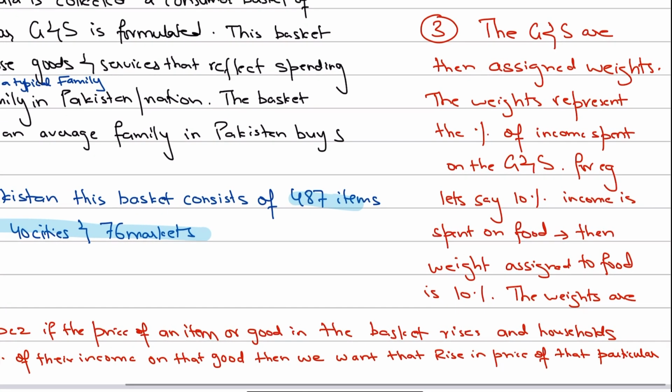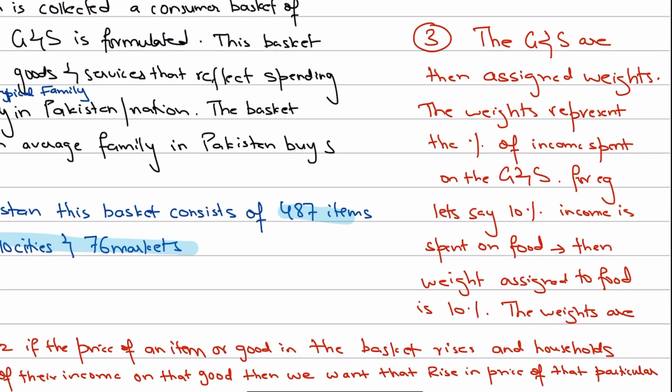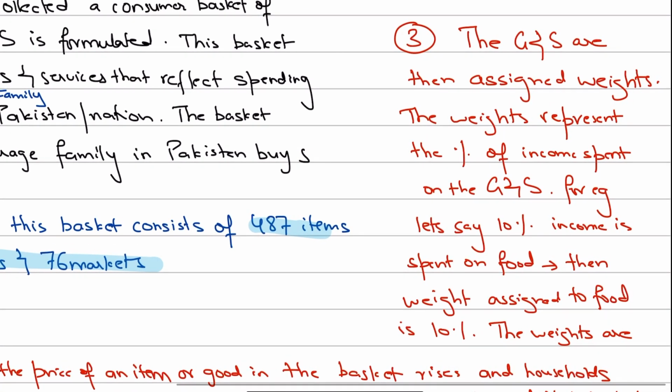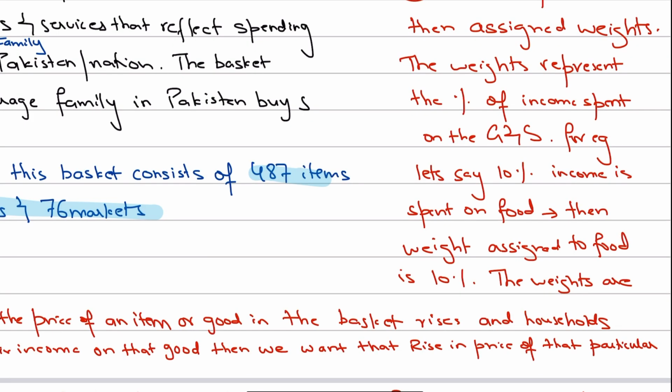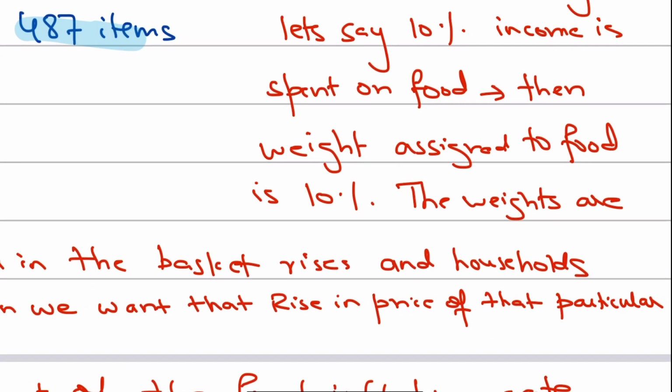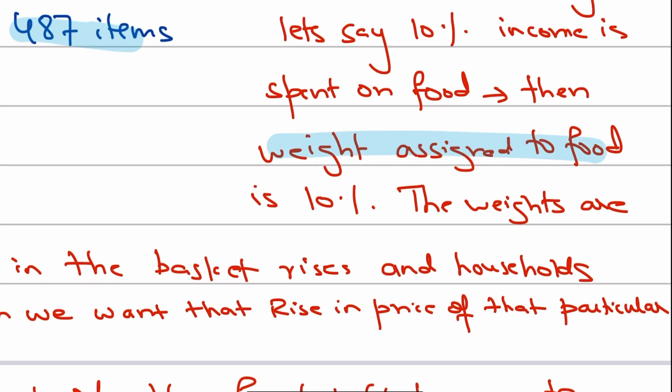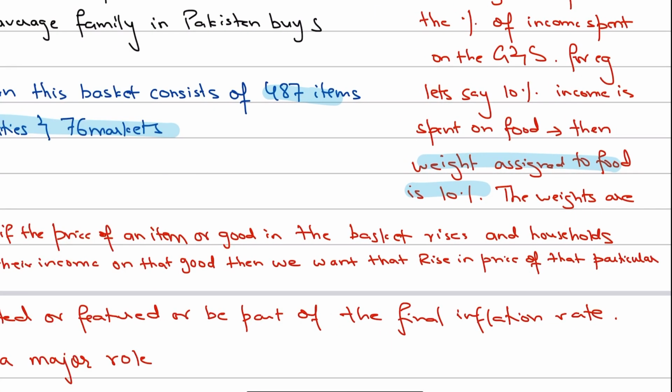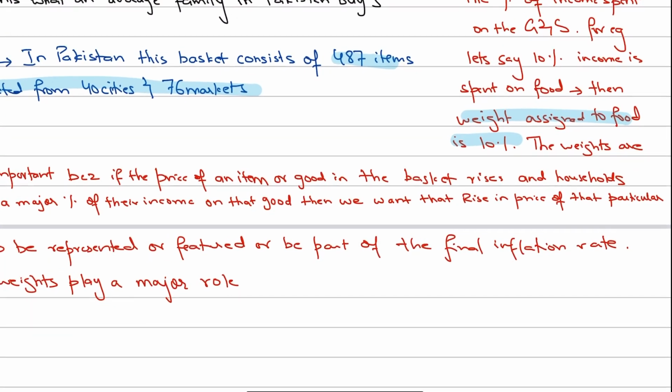So basically, after this process is done, once you formulate the basket, the next step is that weights are assigned, right? The goods and services are then assigned weights. And weights basically represent the percentage of income that is spent on goods and services. So let's say, for example, food is represented in that basket, but only 10% of income is spent on food, then the weight that will be assigned to food is only 10%, right? So this is very important that you need to know.